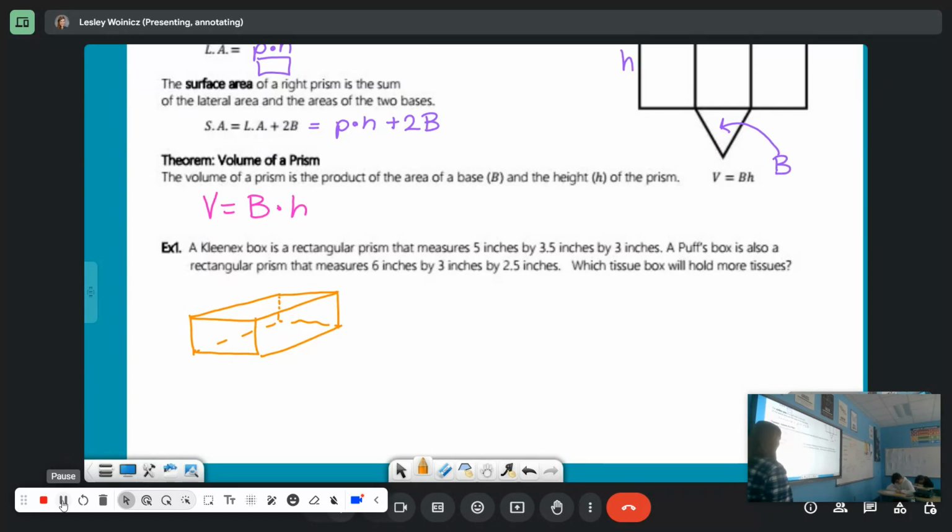Okay. So I picked my longest dimension as 5. Then we have a 3.5 and a 3. I mean, it's not perfect, but more or less, right?